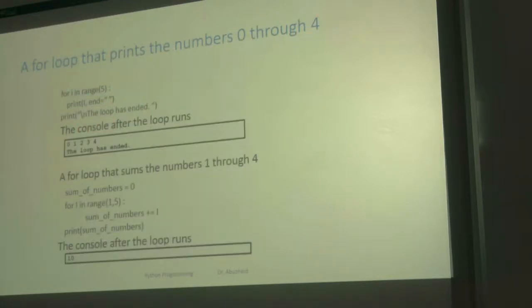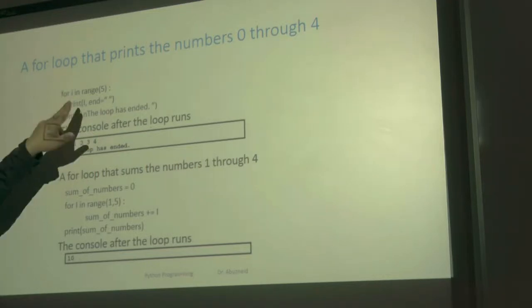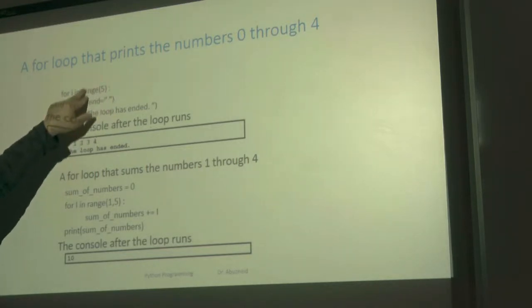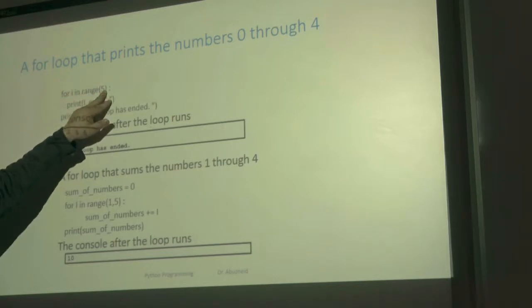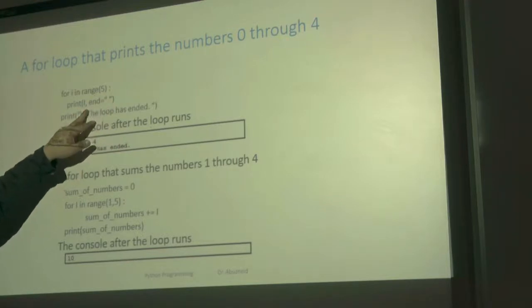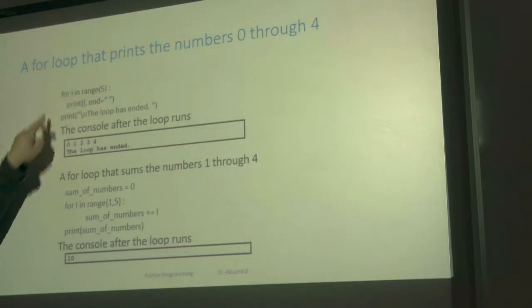Alright? So when you look in here, for example, for I, a variable, I in range. So first of all, I have to know what is in range 5. What are the values in 5? 0, 1, 2, 3, 4. Print I with a space. So it's gonna print 0, 1, 2, 3, 4.